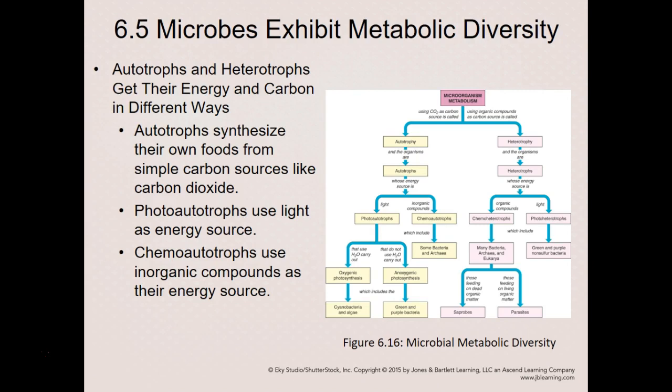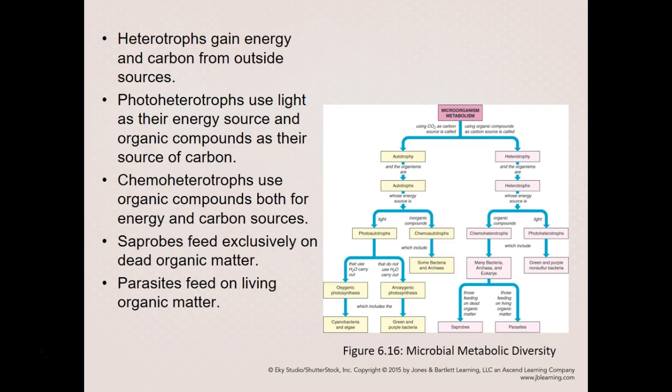If you're a chemoautotroph, you use inorganic compounds as energy, and you produce food from inorganic carbon dioxide. Heterotrophic organisms gain energy from some organic molecule. If you're a photoheterotroph, you use light as your energy, and you use an organic molecule as your carbon source.